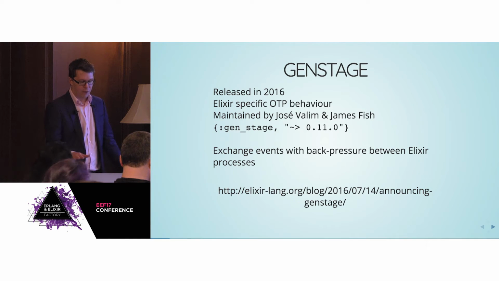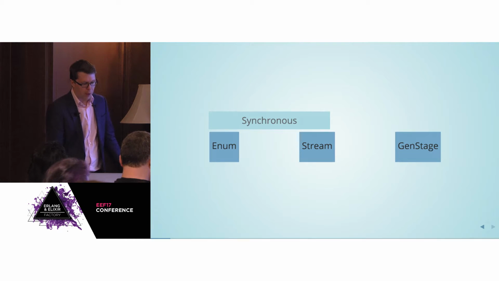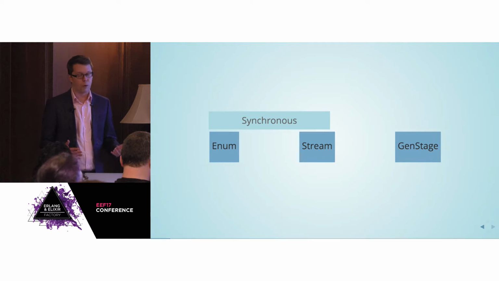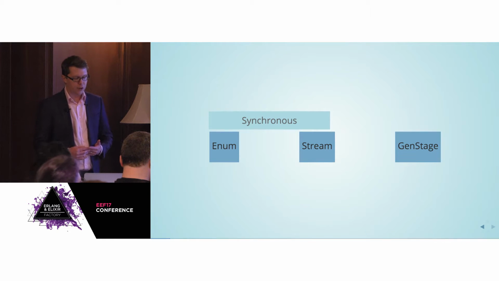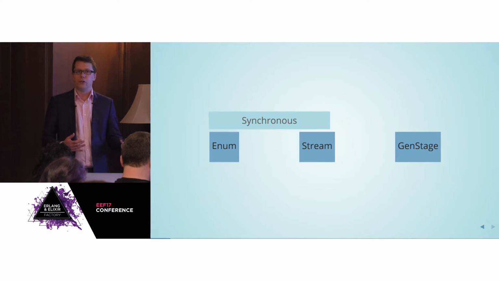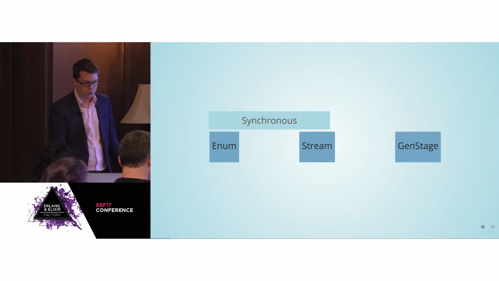But I want to unpick that phrase a little bit. What is back pressure and why do you need it? Because normally we don't have to worry about this. When you're working on data collections in Elixir, a lot of the time you'll be working with the Enum module or the Stream module, and these both make use of synchronous functions. So as a piece of data moves through the streams, as you're piping functions together, each piece of data is fully processed, and then the next one will start.